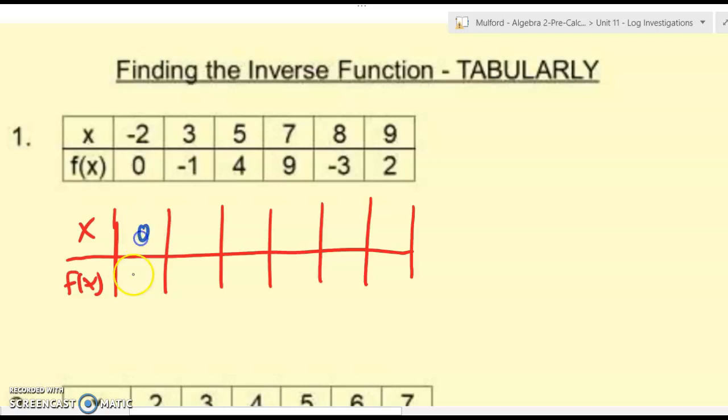My inverse is going to be 0, negative 2, negative 1, 3, and I'm switching the inputs and outputs. 5, 4 becomes 4, 5. 7, 9 becomes 9, 7. Negative 3, 8 becomes 8, negative 3. And then 2, 9 becomes 9, 2.